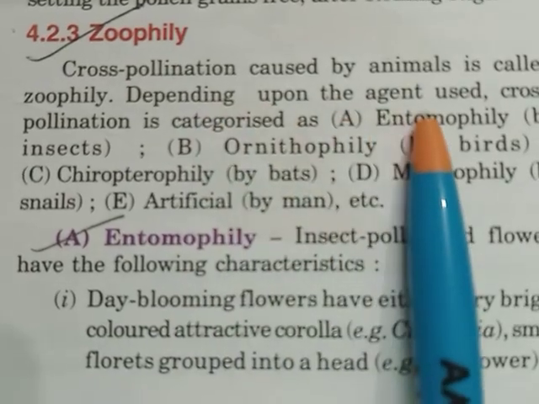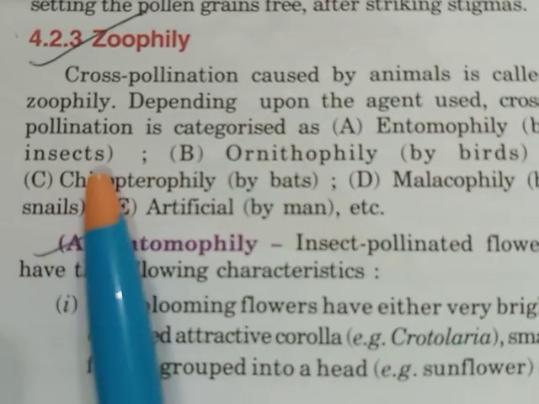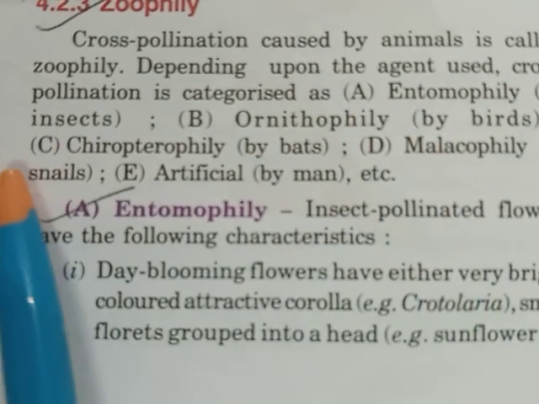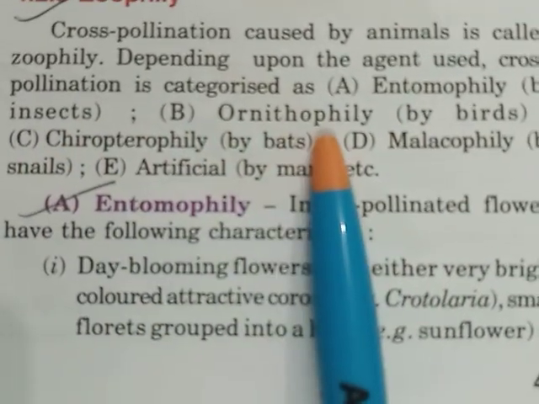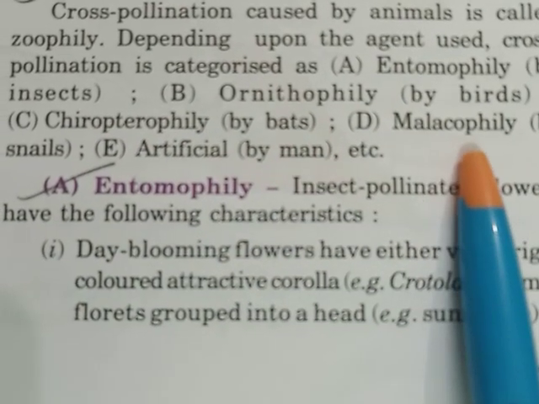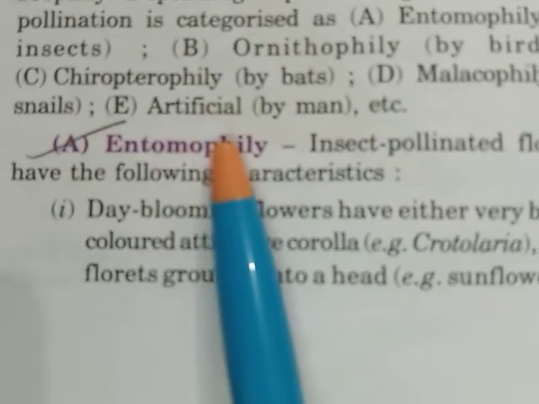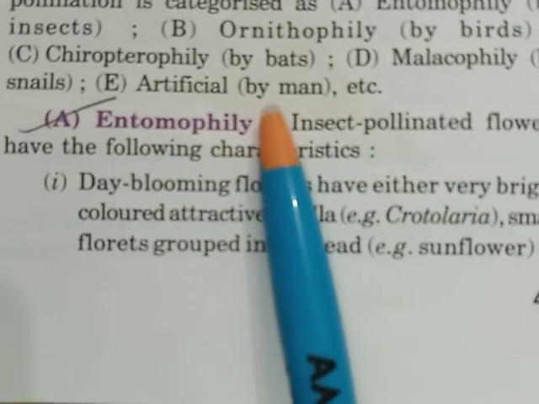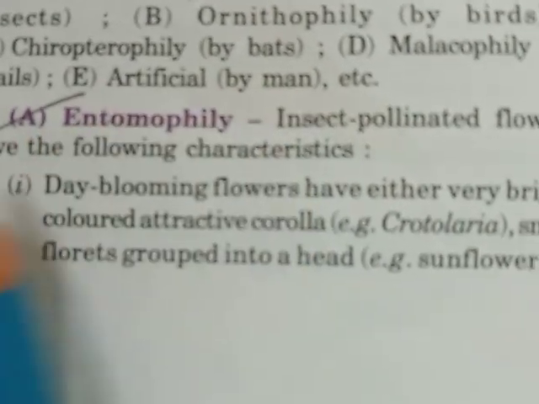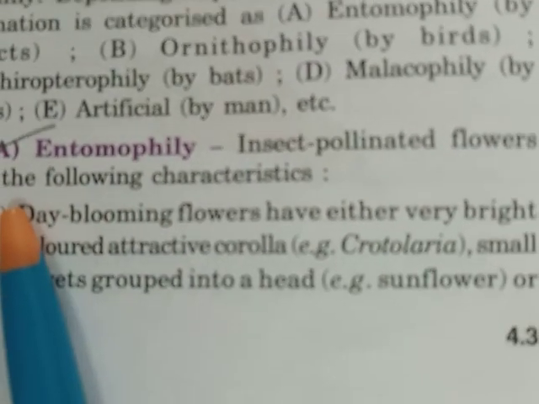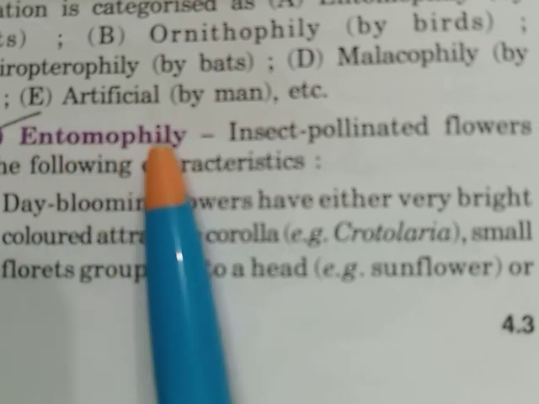Depending upon the agents used, cross pollination is characterized as entomophily, that means by the help of insects, ornithophily by the birds, chiropterophily by bats, malacophily by the snails, and artificial pollination, which is brought about by man. So here we will study about the pollination brought about by the insects, which is known as entomophily.